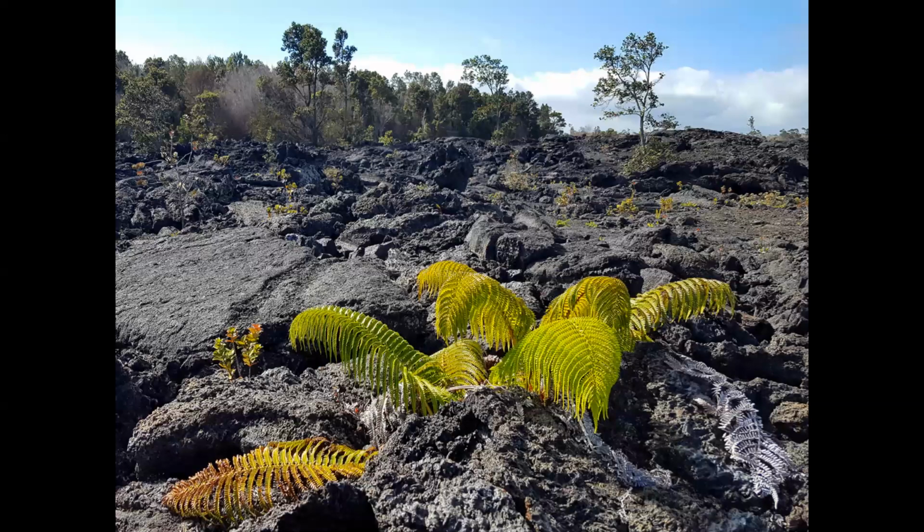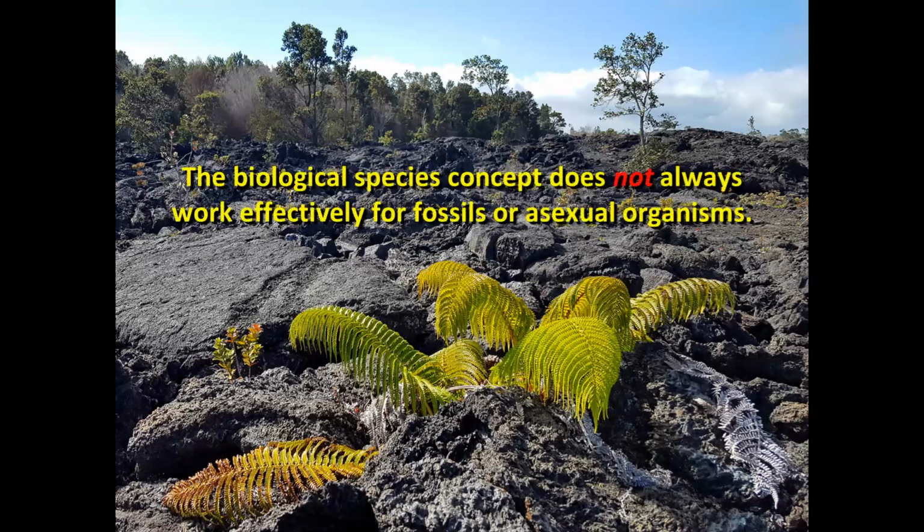Even organisms larger than microscopic ones have this issue. If you look at things like ferns that simply release spores that then plant themselves, it's also asexual reproduction. And so there are a variety of organisms for which the biological species concept doesn't quite fit. The biological species concept does not always work effectively for fossils or for asexual organisms. And so, what other options are there for us to figure out what is a species?